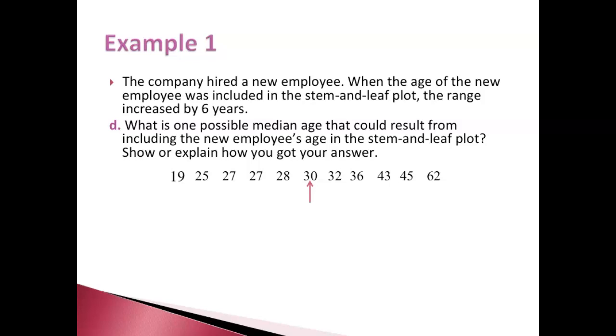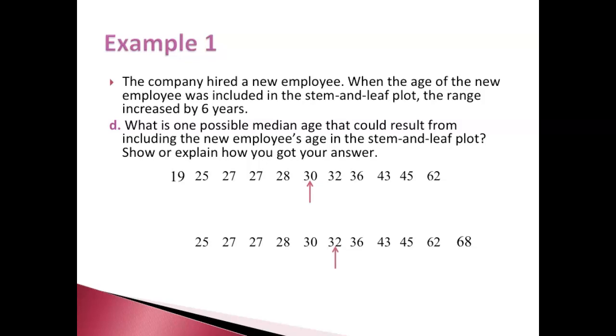On the other hand, you could also say you had the original data points here. In order to make the range increase by 6 years, you could also hire a new employee that is 6 years older than the oldest employee. And that way you get a range that increases by 6. So you could add a 68 onto the end there. If you did that, then the median age would be 32.